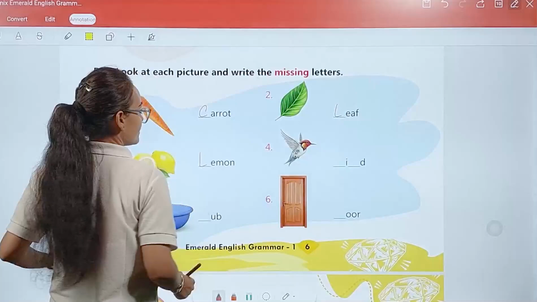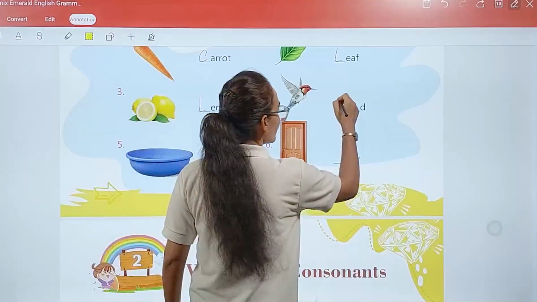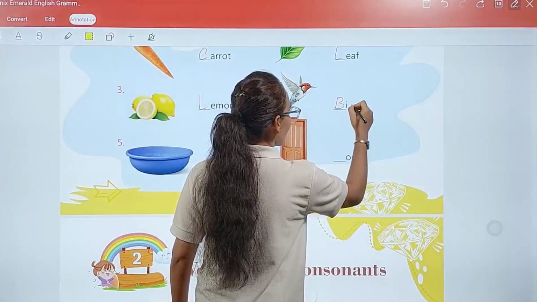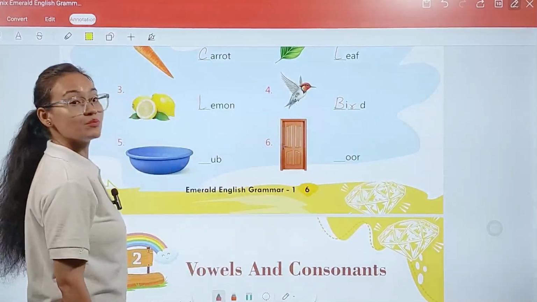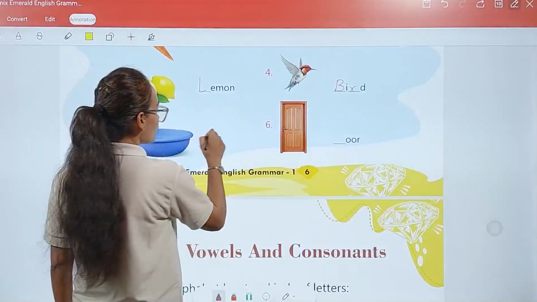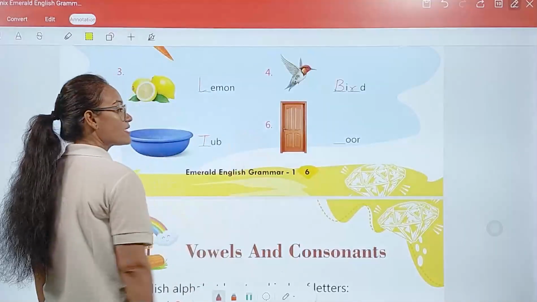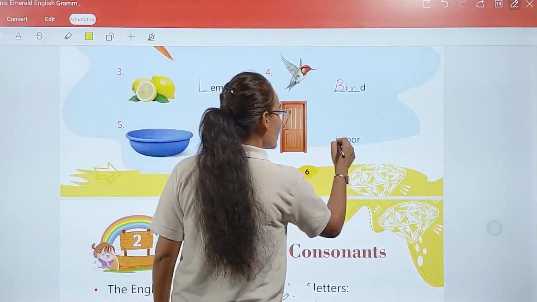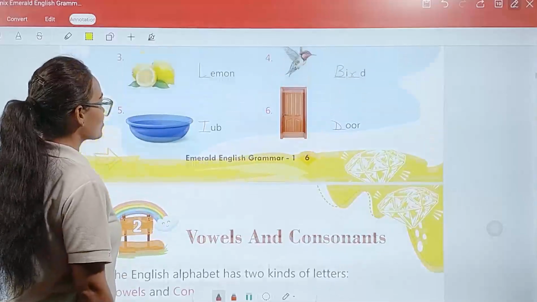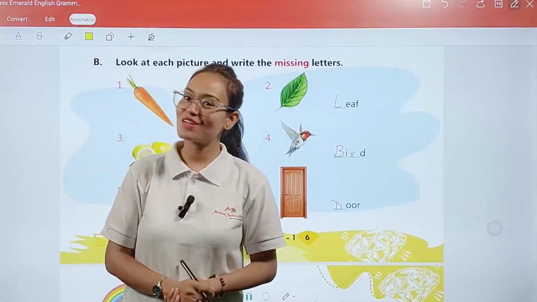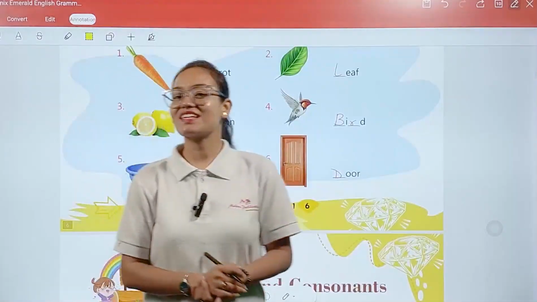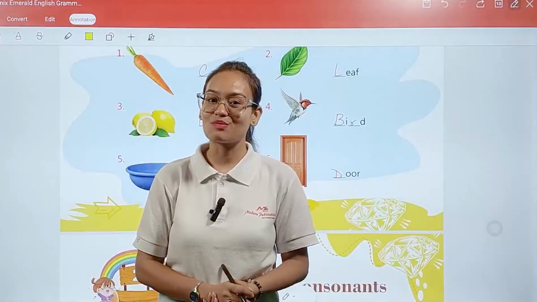Lemon, L. This one is bird. B-I-R-D, bird. Now, this one is tub. T-U-B, tub. Sixth, door. D-O-O-R, door. Okay, my dear student, in this way we have completed our chapter number 1. Now come with me and let's see our next chapter, that is our chapter number 2.